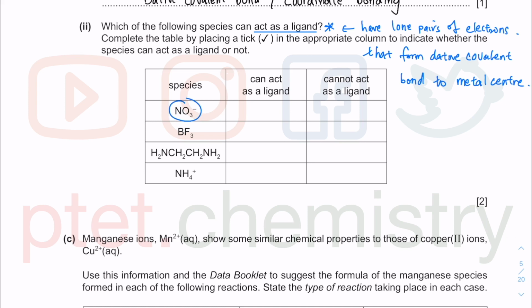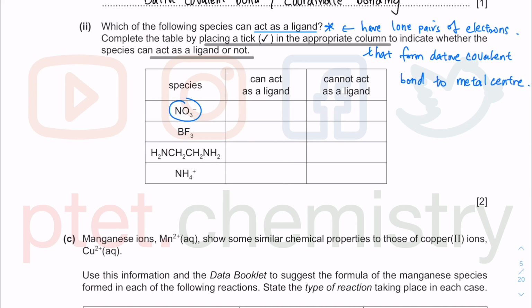So can it act as a ligand or not? Complete the table by placing a tick in the appropriate column to indicate whether it can act as a ligand or not. So it's not like a tick or cross, it's just a tick. If it can act as a ligand, put a tick. If it cannot act as a ligand, put a tick here. So you have to have a tick for every single line.